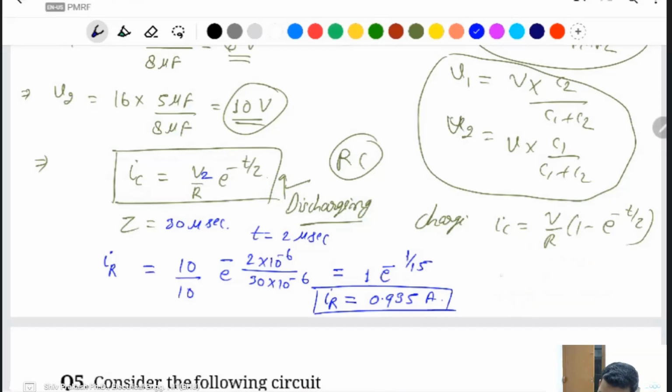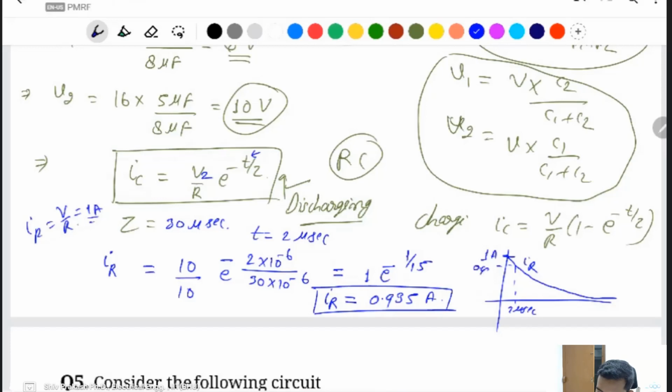It means at starting it will be 1 ampere. This one is a 1 ampere current at starting, because initially t is equal to 0, so IR is equal to V by R. When the switch is just on, this will be 1 ampere, starting from 1 ampere and decreasing like that. At 2 microseconds it is 0.935 ampere.